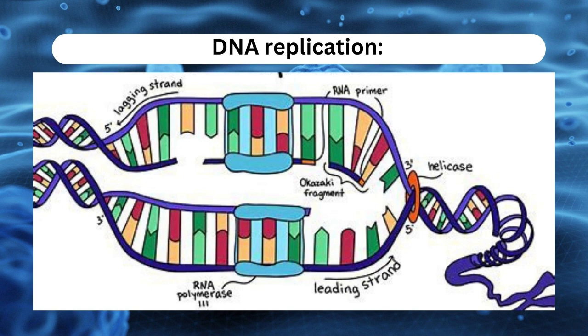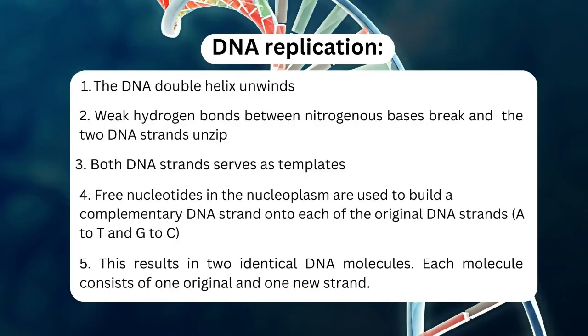1. The DNA double helix unwinds. 2. Weak hydrogen bonds between nitrogenous bases break and the two DNA strands unzip. 3. Both DNA strands serve as templates.